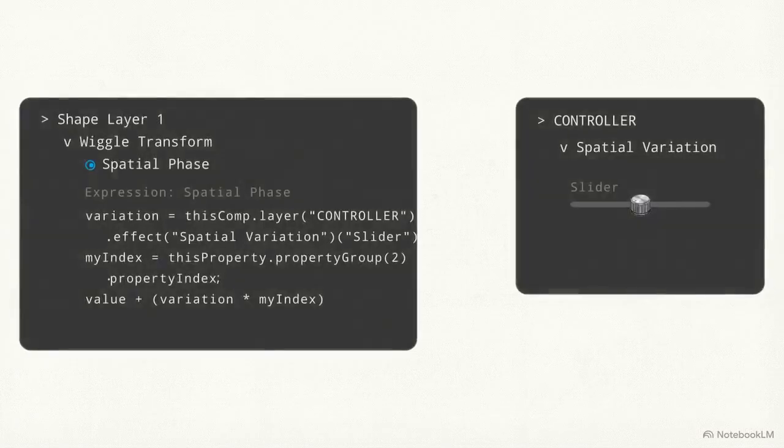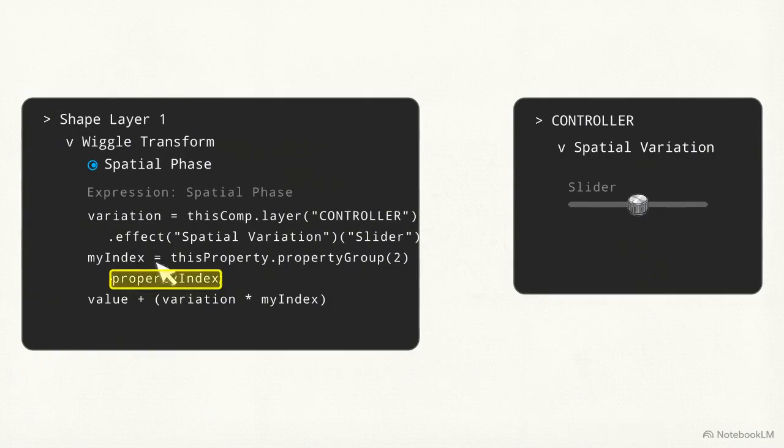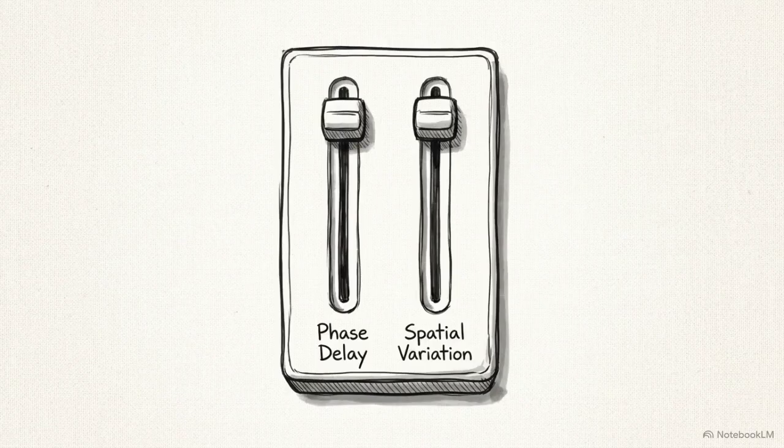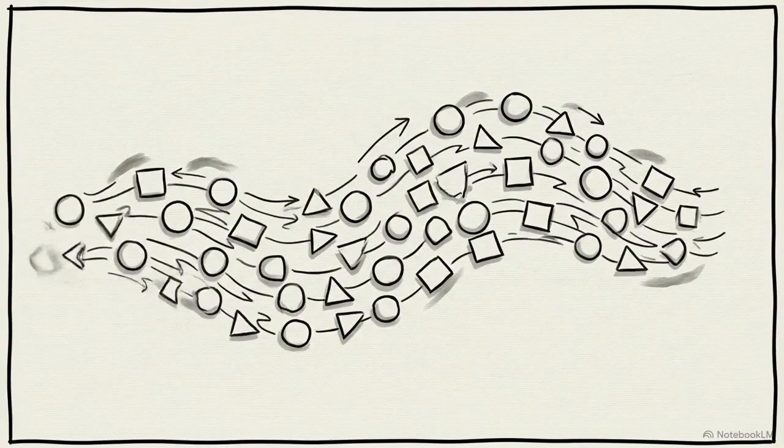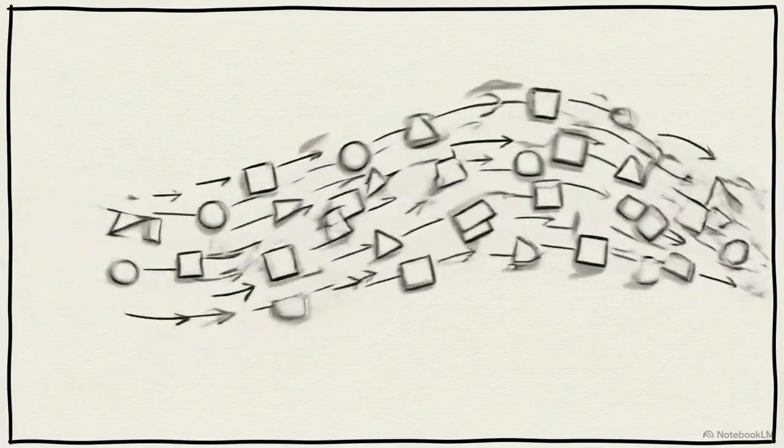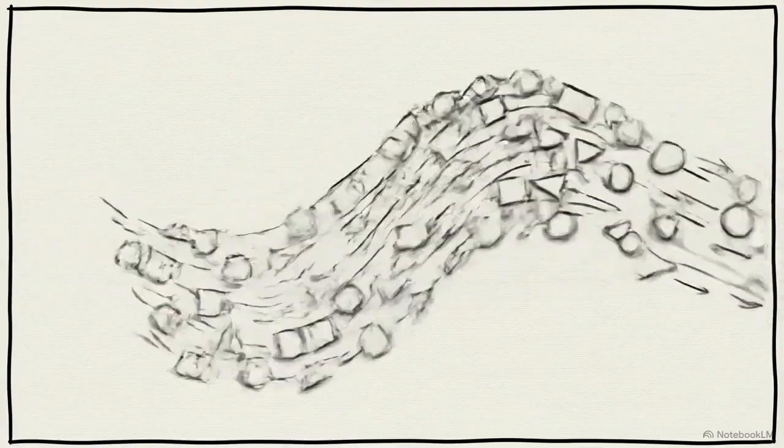To complete the rig, use the exact same expression logic we just wrote, but this time link the spatial phase property to your spatial variation slider. Now, grab your master sliders on the controller layer and dial the values up. Just look at this generated motion. Your rigid, robotic jumping instantly transforms into a flowing, wave-like animation.